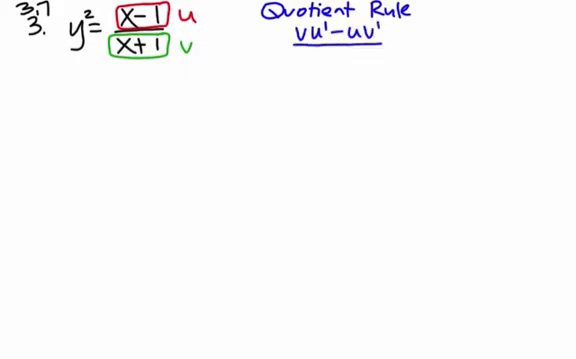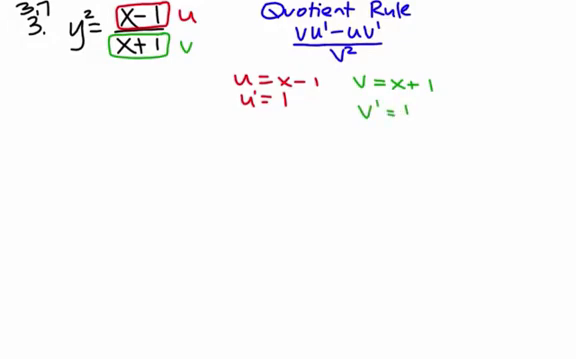Okay, so with the u and the v, u will be red, v will be green. We're going to use the quotient rule, and don't forget that it's the low times the derivative of the high minus the high times the derivative of the low over low. Okay, so that's going to be our setup for the quotient rule.